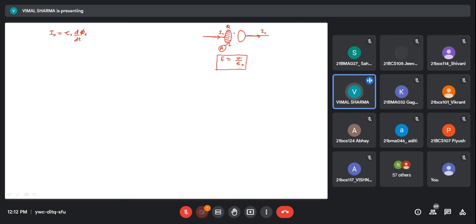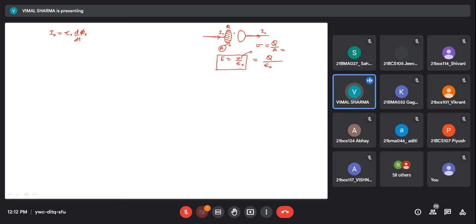the plates, positive and negative: sigma divided by epsilon naught. Sigma is the surface charge density on the plates. So sigma is Q divided by A, where A is the area of each plate. So this is the surface charge density. I put this here, so you can write the electric field as Q divided by epsilon naught times A.